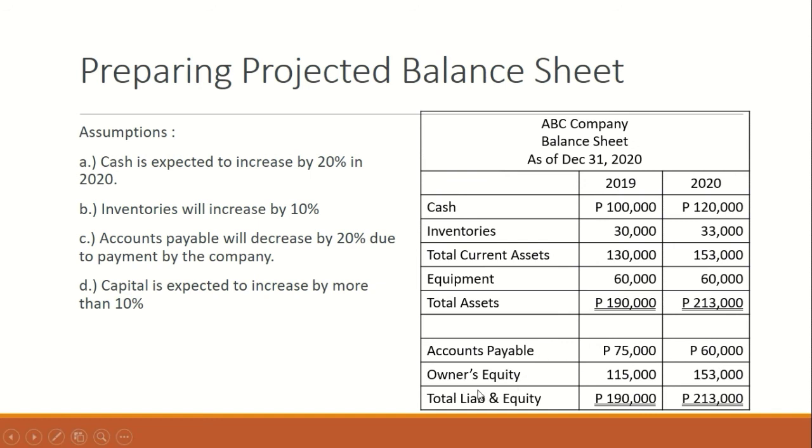And also, sa owner's equity, which is the capital, nag-increase tayo ng 10%. So, in total, meron tayong owner's equity na 153,000. So, 60,000 plus 153,000 is equivalent to 213,000. So, it means balance ang total assets and total liabilities and equity, which is 213,000 and 213,000.